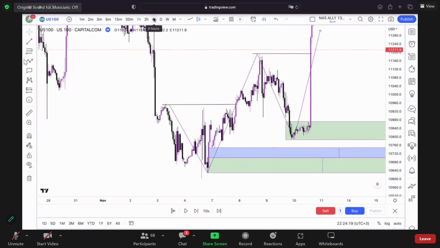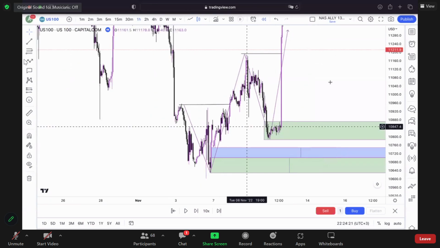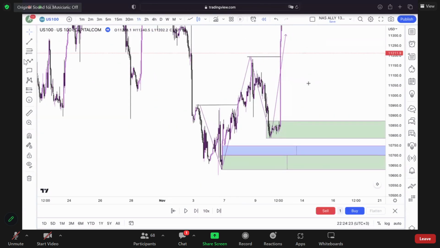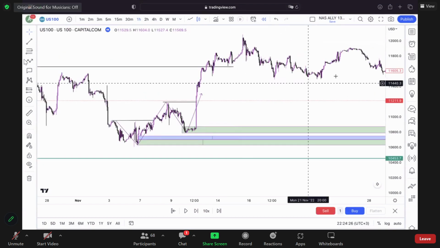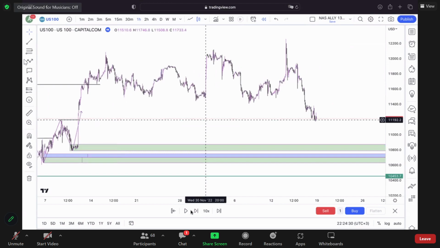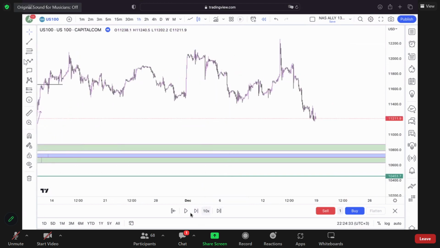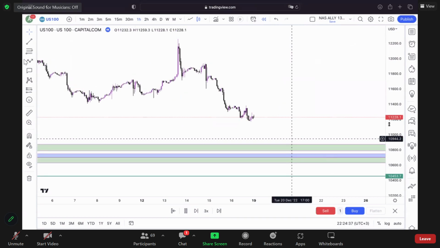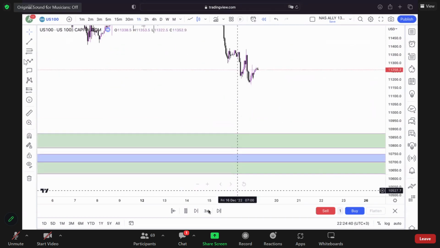So let's maybe stay on 1 hour. That's fine. We can stay on 1 hour and let's play the market out. Okay, so let's see what happens at the first point. Let's maybe do it a little bit slower. Okay, I could put it back faster.